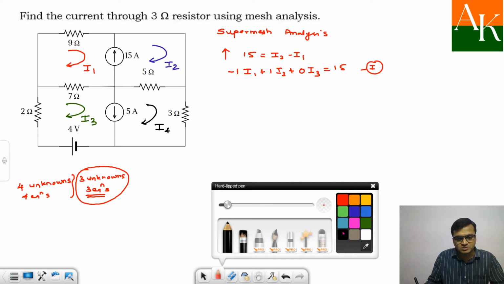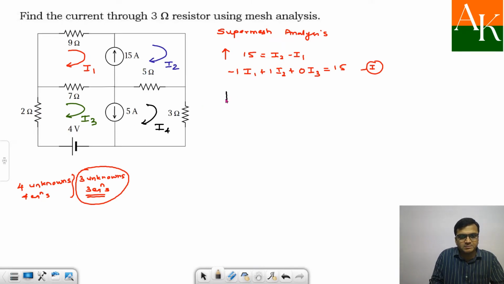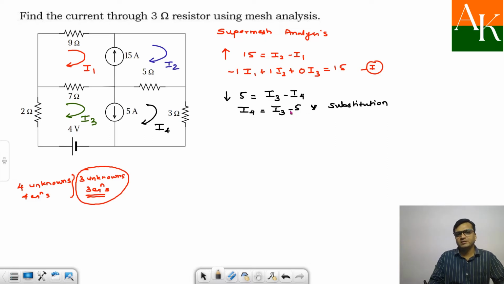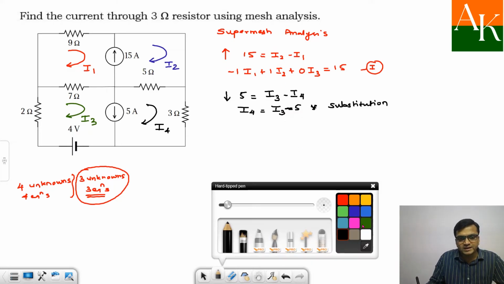Now I will talk about this source, 5 ampere. 5 ampere is moving downward. So the net downward current is I3 minus I4. So I4 is nothing but I3 minus 5. So I will use this equation for substitution purpose, or rather eliminating I4. So I will not give any number over here. I will use I4. Wherever I4 arrives, I will assign I3 minus 5. So these 2 equations I have written by looking at the current source.